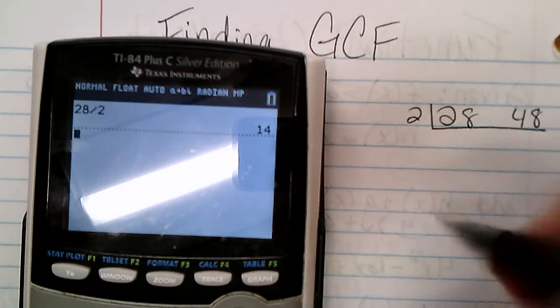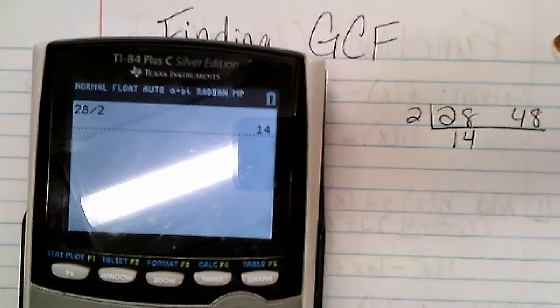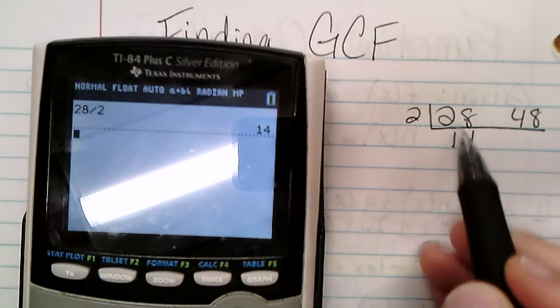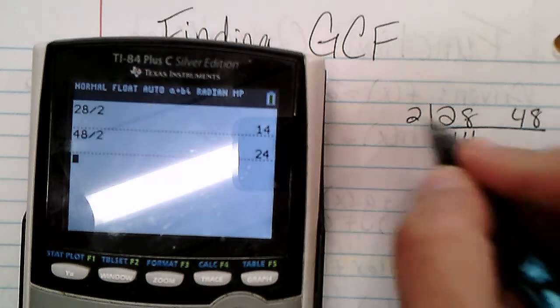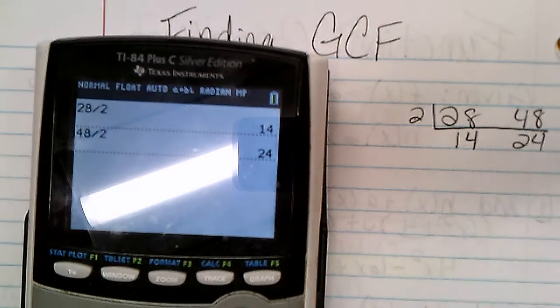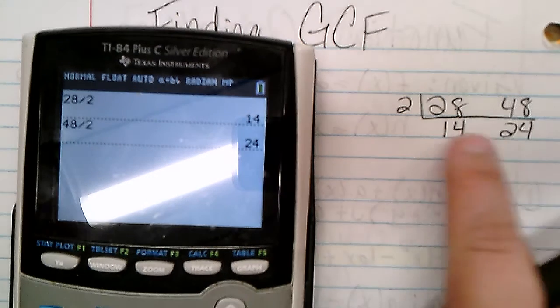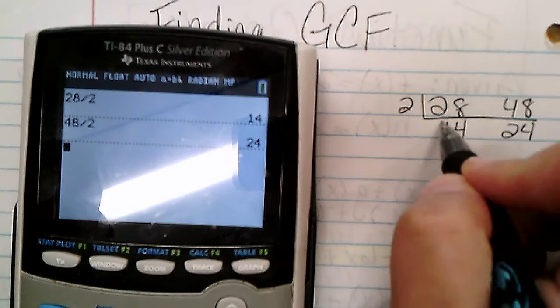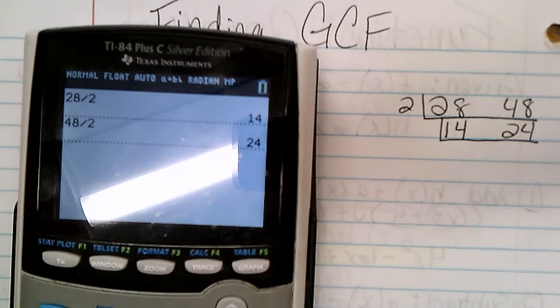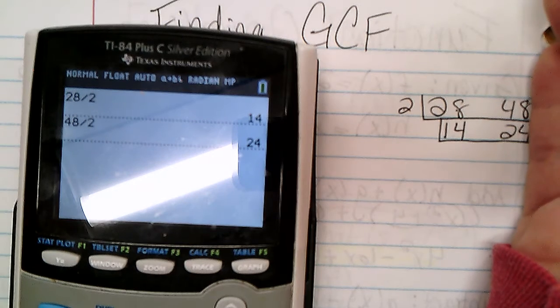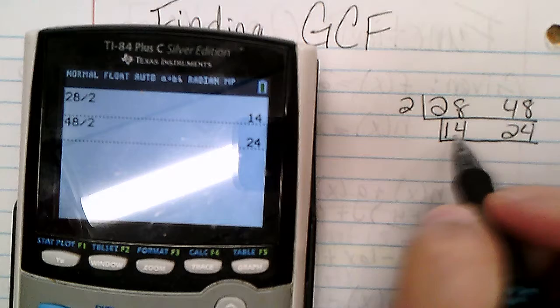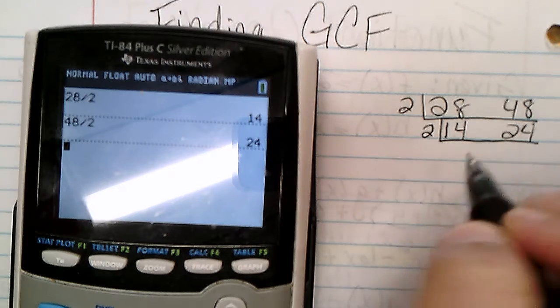So 28 divided by 2 is 14. So I'm going to write that right there. 28 divided by 2 is 14. 48 divided by 2 is 24. Those numbers are still even. So I'm going to create another upside down division. And the joke is, if you cover this up, it looks like an upside down tiered birthday cake, like half of a birthday cake. So that's why it's called the upside down birthday cake method. But these are still even. So I'm going to go with 2 again.